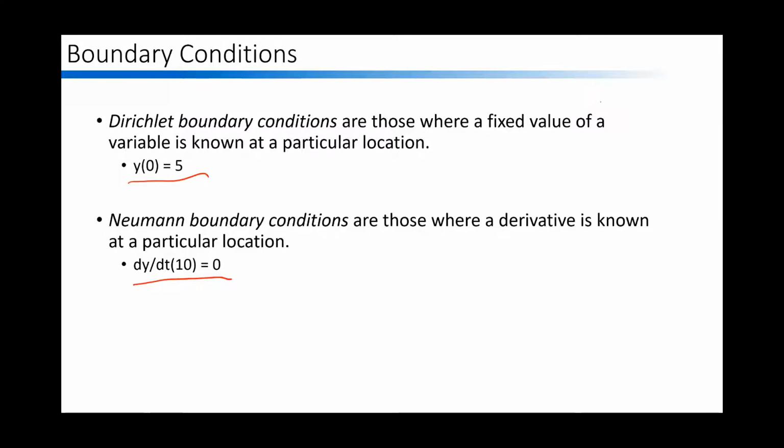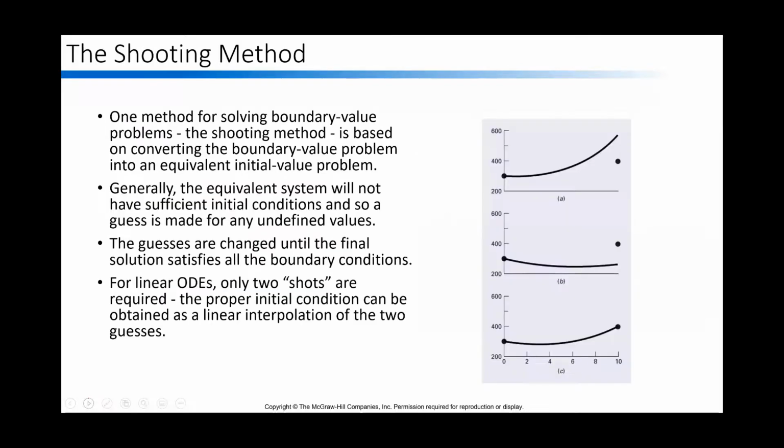But first, let's talk about the method that we're going to use to solve these problems. The first method is the shooting method. This is the idea that we're going to take our boundary value problem and split it up. We're going to take one of our known points, say here, and then make a guess at what the initial conditions for my other equations might be.